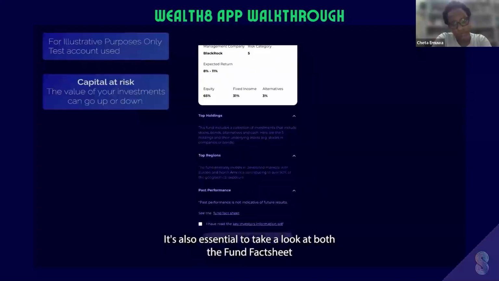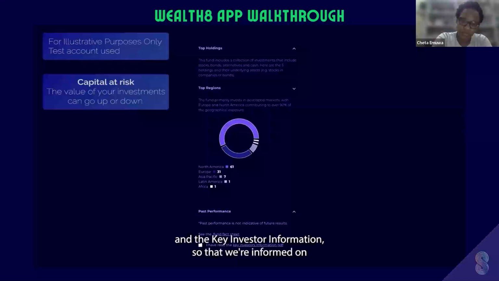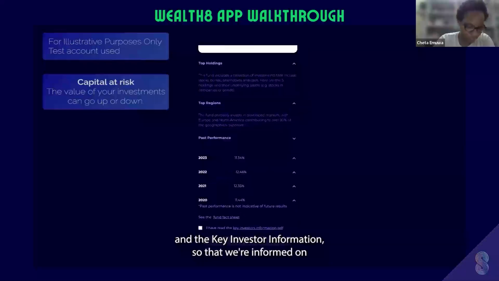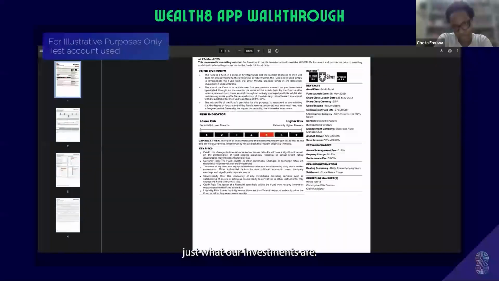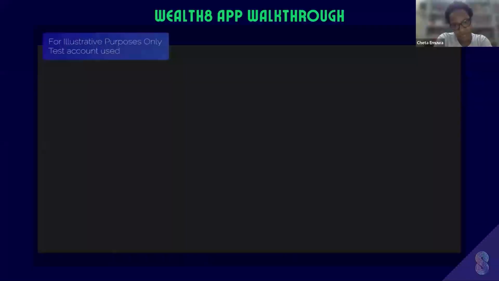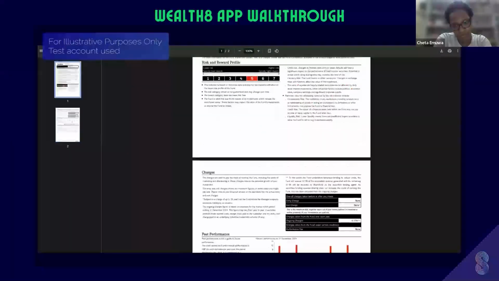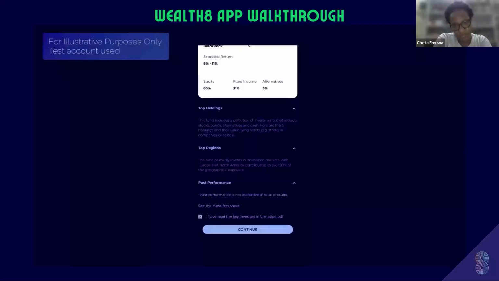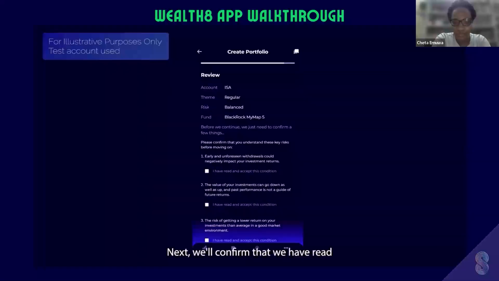It's also essential to take a look at both the fund fact sheet and the key investor information so that we're informed on just what our investments are. Next, we'll confirm that we have read and understood the following.